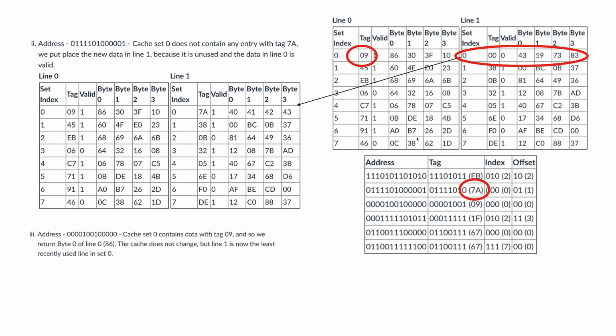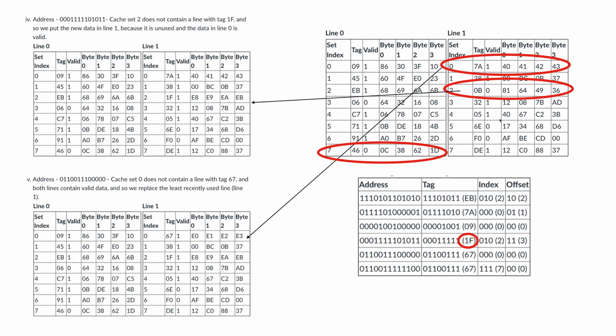So for the third access, we got a cache hit and we have the information. And the offset is 0, so we need to return the first byte, which is 86. And this is the memory content after the first three memory searches.